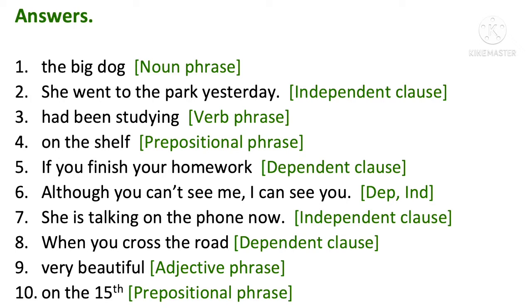Although you cannot see me, I can see you. Dependent, independent. In this example, we have two types of clauses. There is a dependent clause followed by an independent clause. Remember, a dependent clause usually begins with a subordinating conjunction. In this example, the subordinating conjunction is although. A comma is used to join a dependent clause with an independent clause.